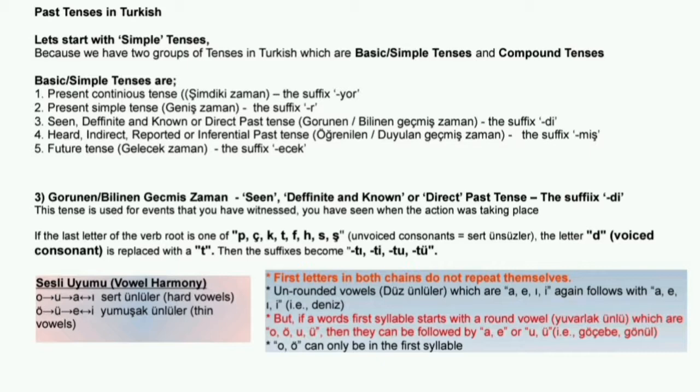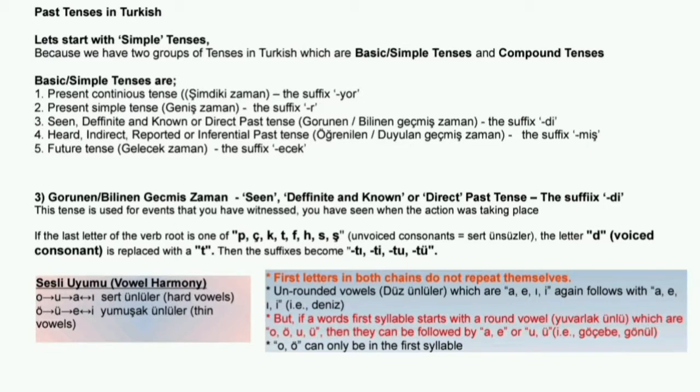So today our lesson is going to be past tenses in Turkish. Well, we continue with the simple tenses, basic tenses. There are actually compound tenses, which means a combination of a couple of tenses. But we will first learn the basic tenses, simple tenses.